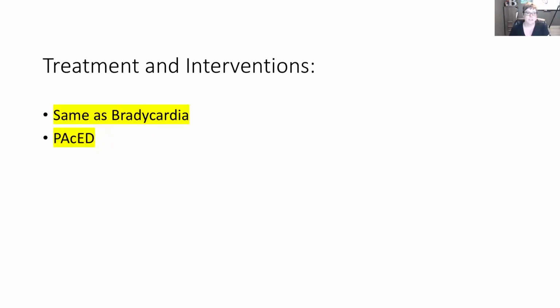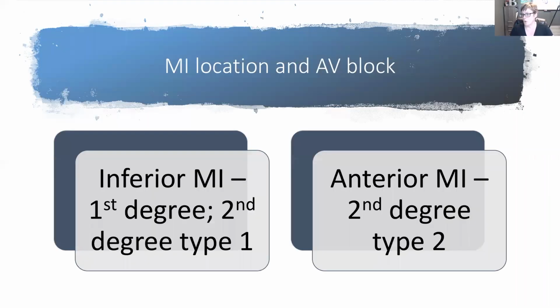Now the treatment interventions are the same as for bradycardia. We're going to pace. So P stands for pace, A, atropine, consider epinephrine and dopamine. And in our next section, we're going to go into the third degree AV blocks.